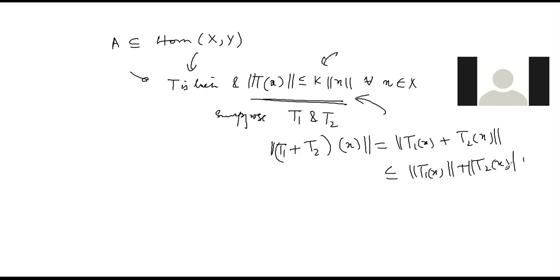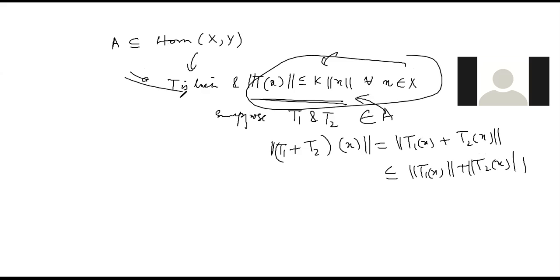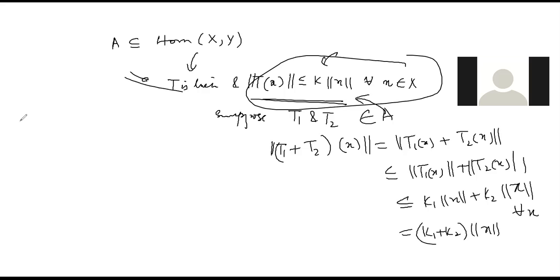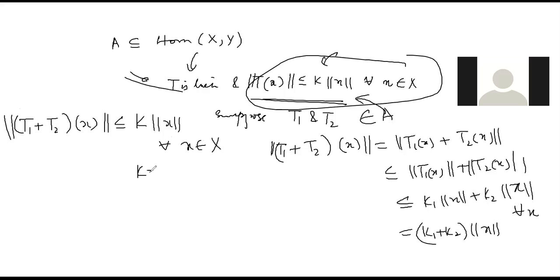अब चूंकि ये इस सेट में है, यानी जिसकी ये प्रॉपर्टी है कि फॉर एवरी x, so T1 की भी ये प्रॉपर्टी होगी, T2 की भी ये प्रॉपर्टी होगी, बिकॉज आई एम सेइंग दैट A इज द सेट, ये A में है और A की प्रॉपर्टी ये है कि T is linear and this property holds. So this would be less than or equal to some k1 times norm of x plus some k2 times norm of x, where for all x, which can be written as k1 plus k2 into norm of x. So I would get T1 plus T2 as a sum map, the pointwise sum map, evaluated at x and put into norm is less than or equal to some k times norm of x for all x belonging to X. So what does that mean? Where k is equal to k1 plus k2 is a positive number, because k1 and k2 are positive numbers.